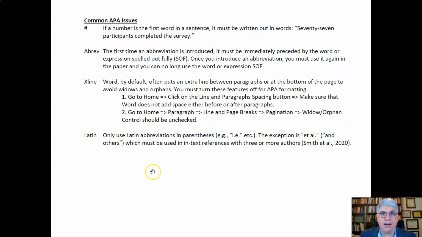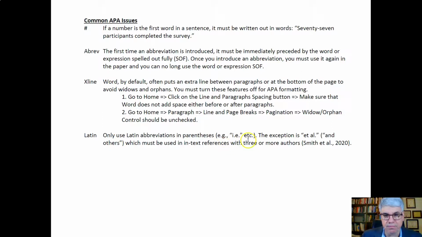Another common error is the use of Latin abbreviations. Well, what do I mean by Latin abbreviation? For example, e.g., i.e. means that is, and etc. means and so on. So these are the most common Latin abbreviations, and you're only allowed to use them in parentheses. You can't stick them in a sentence. And so this is used correctly. It says, for example, i.e., and so on is what this means.